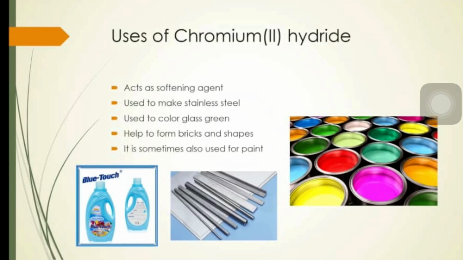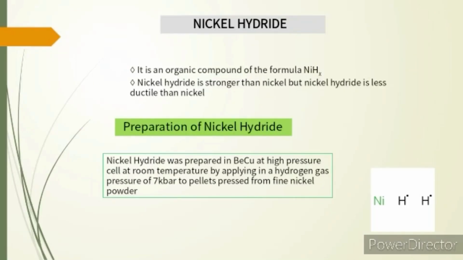So as you can see in the picture below, the first one is the reducing agent, the second one is stainless steel, and the third one is paint.